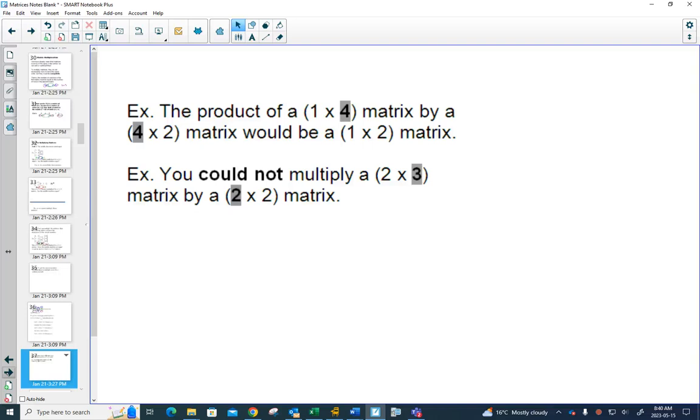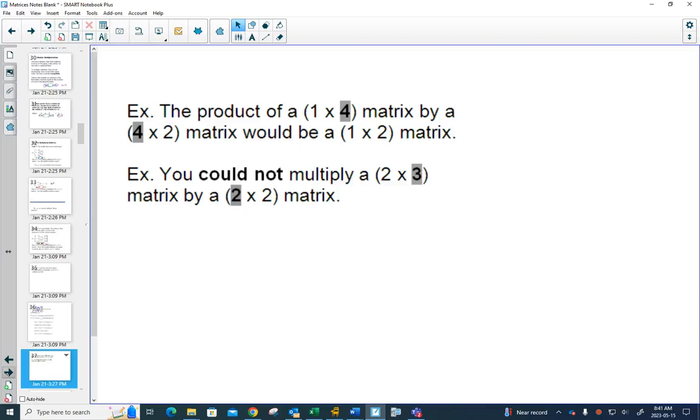So here are some examples. First of all, you need to know how big your answer is and whether they can multiply. So here we have 2 matrices. The middle numbers are the same, so the answer would be a 1 by 2. And of course, you could not multiply those in that order. But if you switch the order, you could.